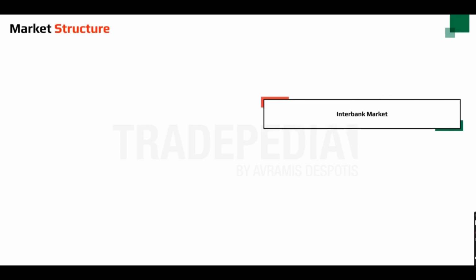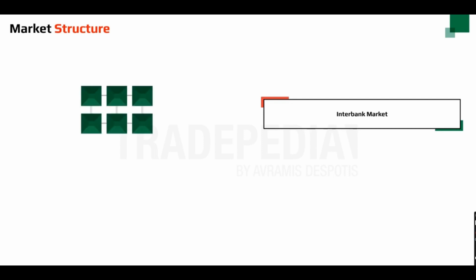This global market has 3 levels of participants. The first level is called the interbank market. It is where the biggest banks exchange currencies with each other. Even though it only has a few members, most of the $5 trillion a day volume ends up here.